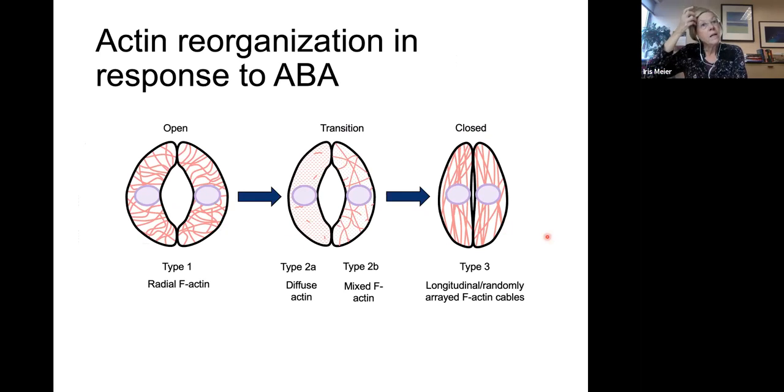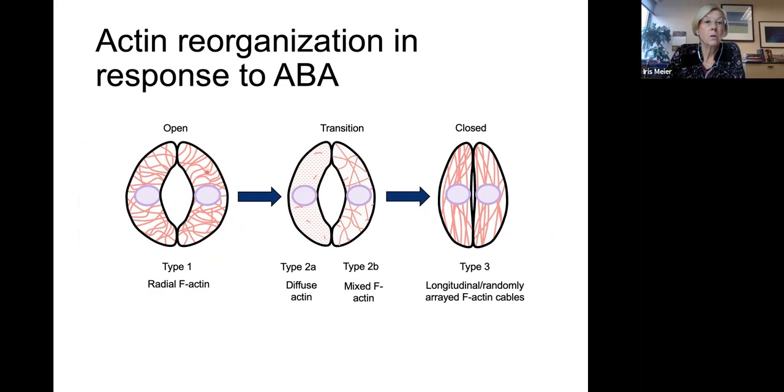So the other factor, a little bit more complicated to explain, is actin reorganization. So this is what's actually happening. What I mean with that, the wide open stomata have their cortical actin organized in this what's called a radial array.